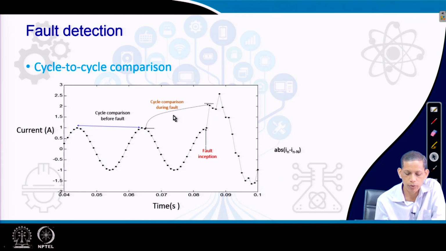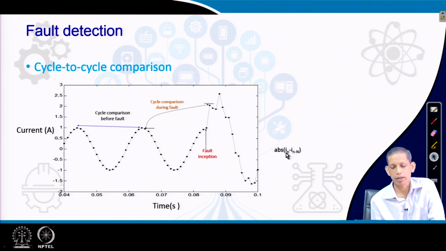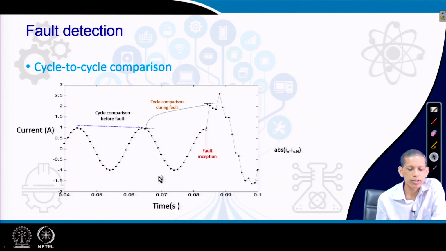Whereas, consider fault inception at this point, and the corresponding point one cycle earlier. The difference between the point in the fault region and the point in the pre-fault region will be much higher. So, if the detection process uses this cycle to cycle comparison of the samples and finds the absolute value, normally it should be 0 or very near to 0, and whenever it enters the fault region, this value will be significantly high. So, this can also be used for the fault detection process.